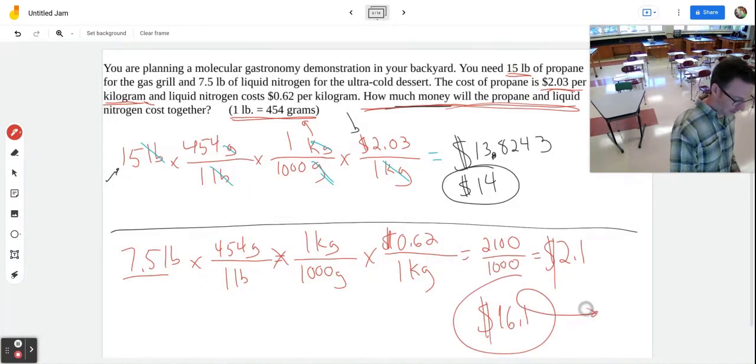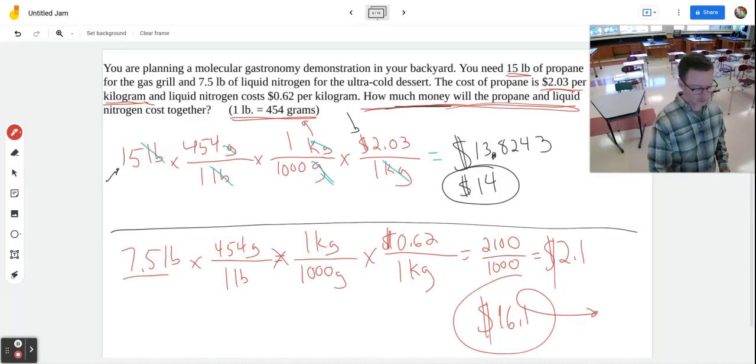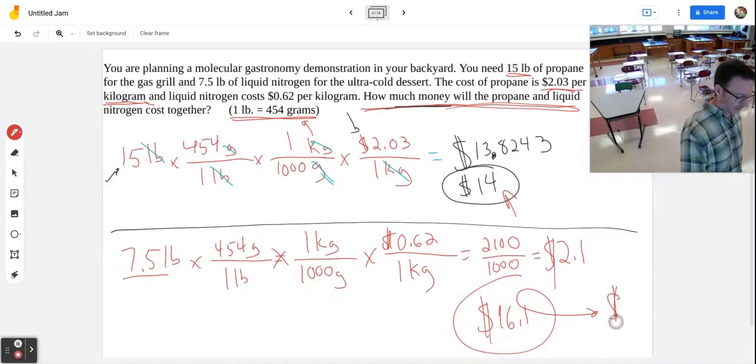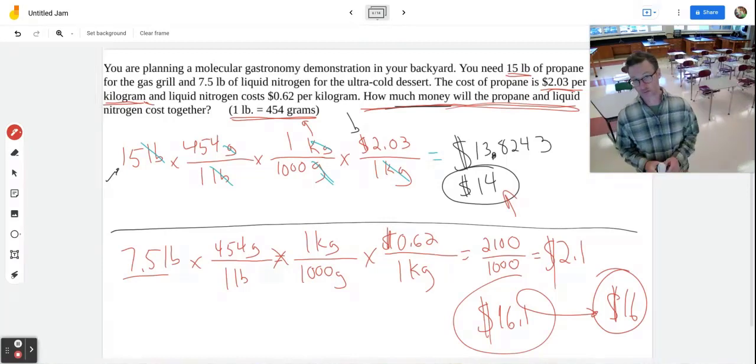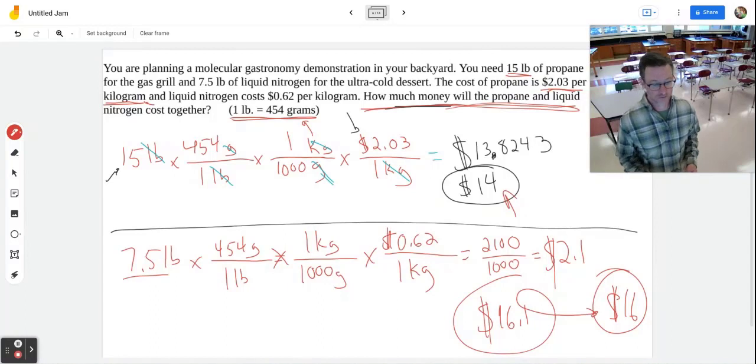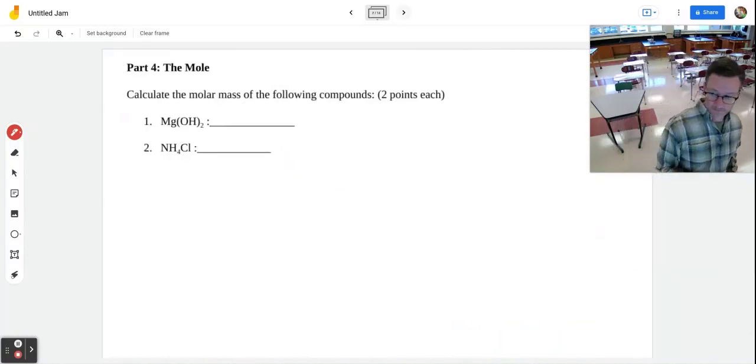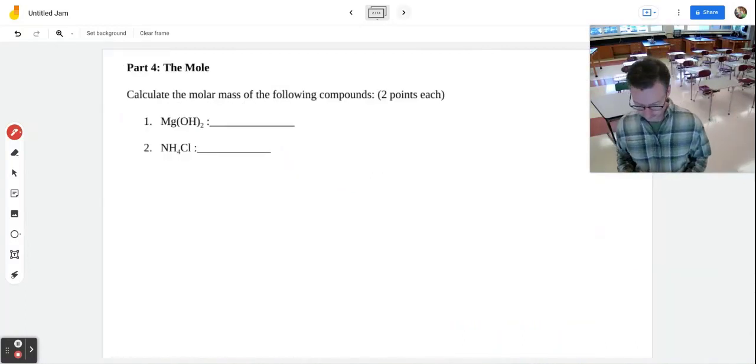Rounding rules, though, say I can't have more decimal places when I'm adding and subtracting than the smallest number of decimal places, which was this one, which has no decimal places. So the final answer with the correct number of significant figures here would be 16 even, because there's no decimal places allowed by the rules of rounding.